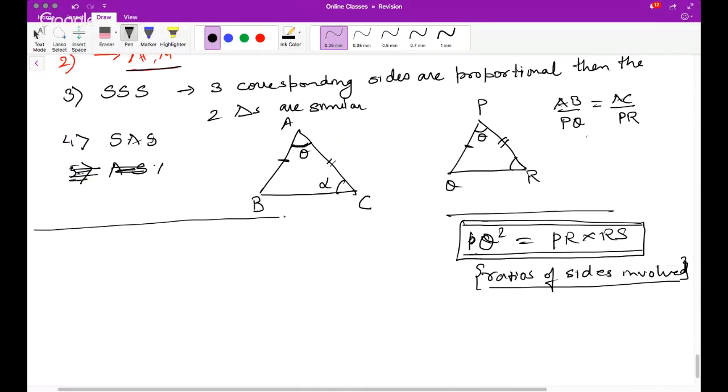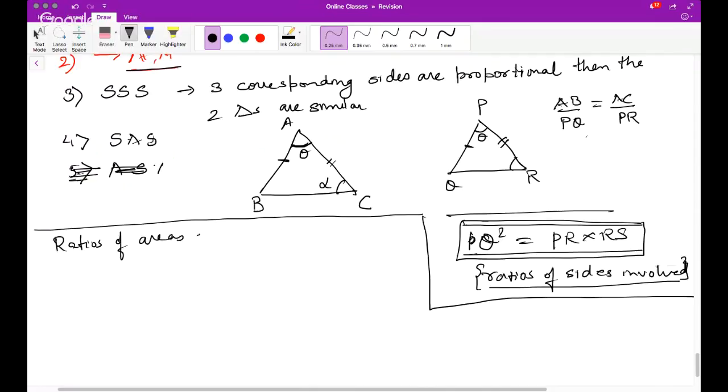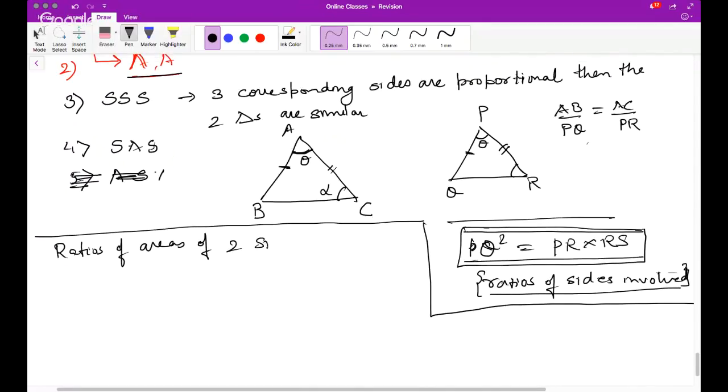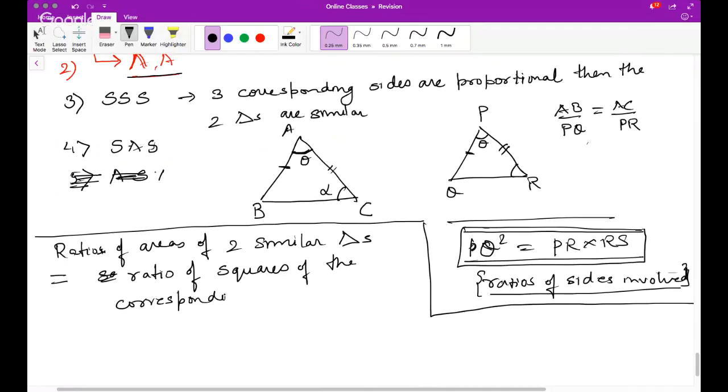Further in this chapter, there were a few more theorems which I'll just recap so that you are familiar with them. One was the ratios of the areas. The theorem goes like this: the ratio of areas of two similar triangles is equal to the ratio of the squares of the corresponding sides. What do I mean?